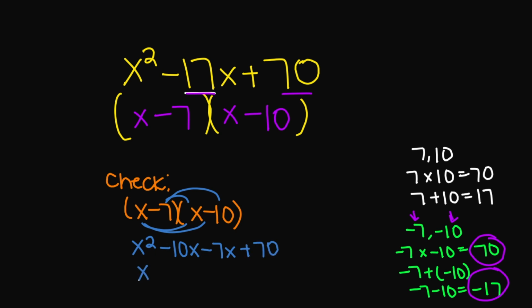So now you're going to have x squared. You're combining like terms here. So negative 10x minus 7x is going to give you 17x. And that's a negative 17x. And then plus 70. So as you can see, you are going to get the same answer that you started with.